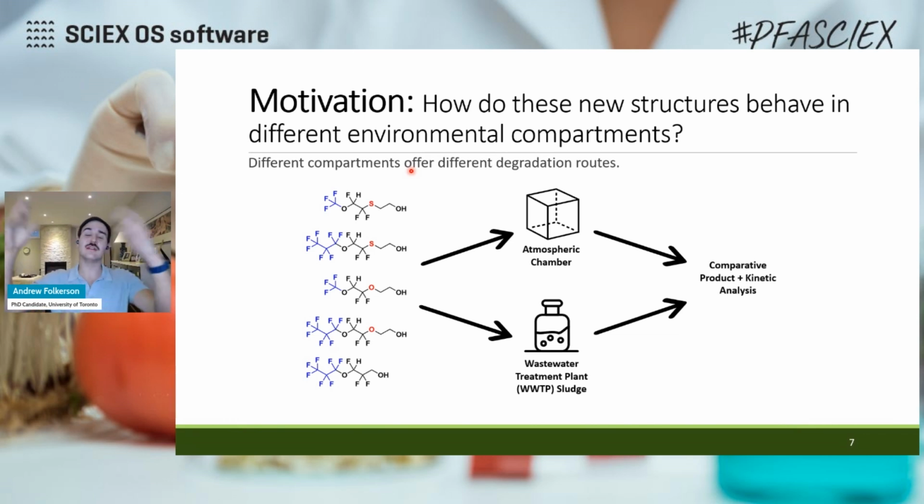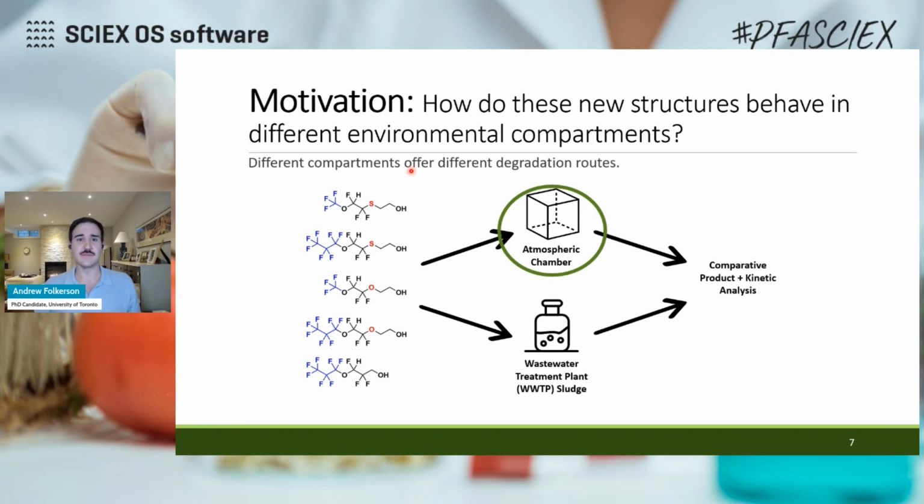Because if it's volatile, it'll get into the air and have some unique transformative capabilities. And if it's in the treatment plant, it's washed down the sink, and that provides a whole new host of potential transformation pathways and unique capabilities for these molecules.